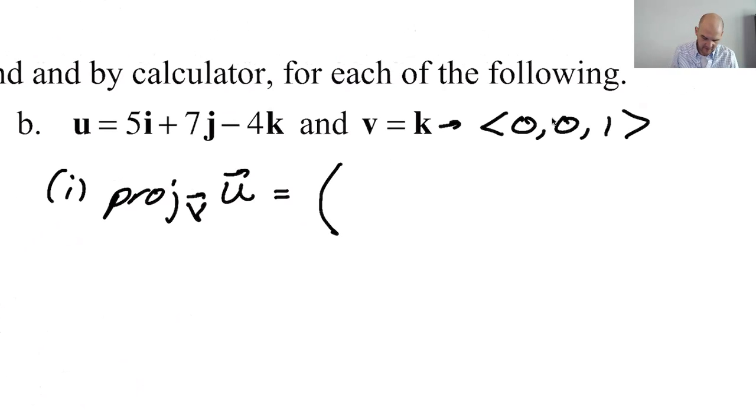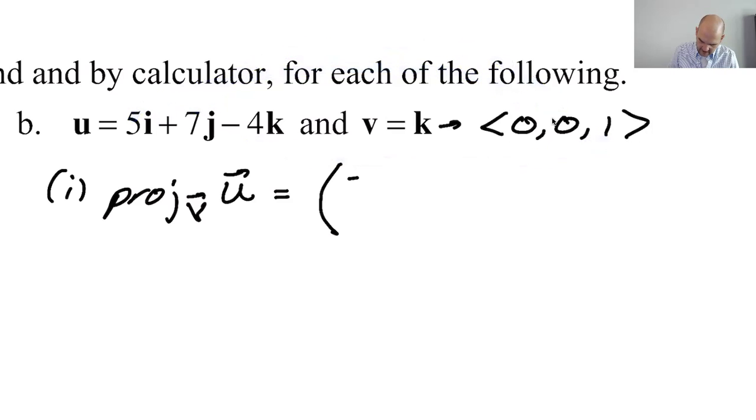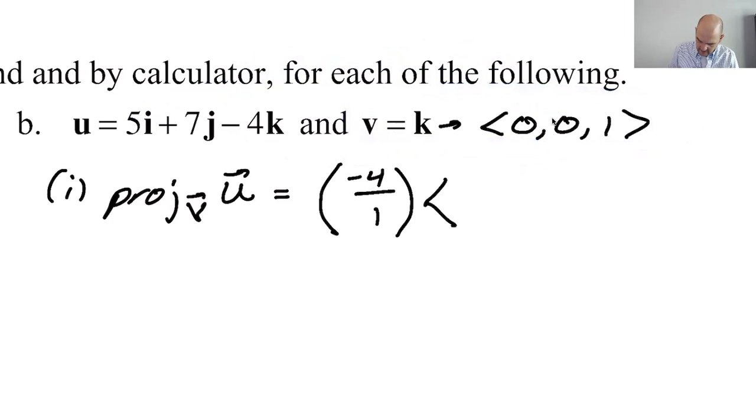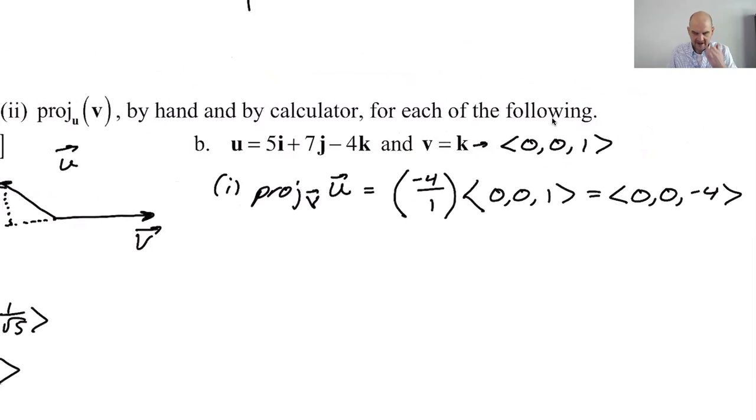Now think about what's happening when we dot product. We go 5 times 0, 7 times 0, -4. So -4 over the magnitude of the vector v, but it's a unit vector, so just over 1. And then times v, which is a unit vector, 0, 0, 1. So we're just going to get the vector 0, 0, -4.